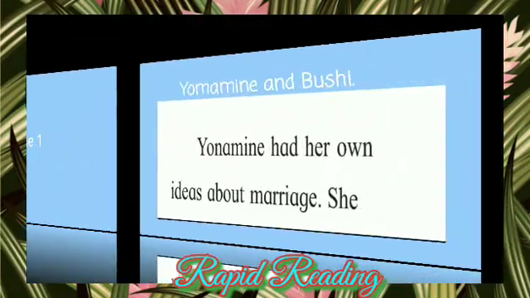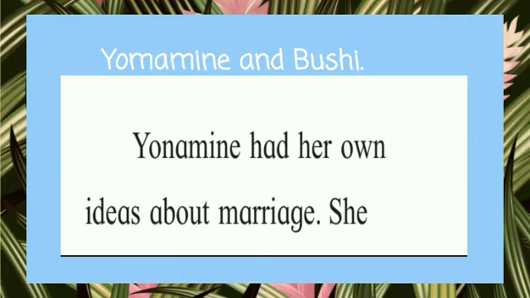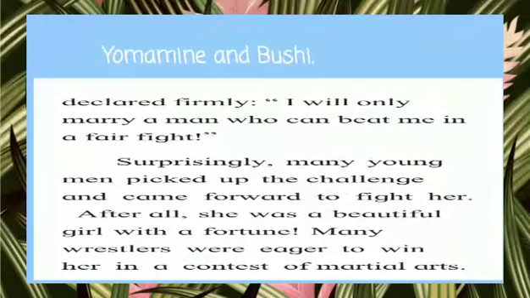Let's look at passage 1. Yomini had her own ideas about marriage. She declared firmly, I will only marry a man who can beat me in a fair fight. Surprisingly, many young men picked up the challenge and came forward to fight her. After all, she was a beautiful girl with a fortune. Many wrestlers were eager to win her heart in a contest of martial art.